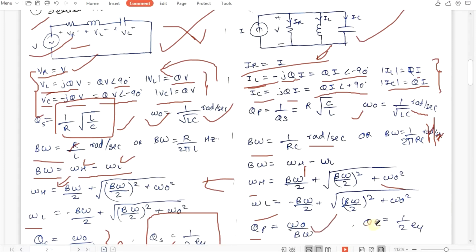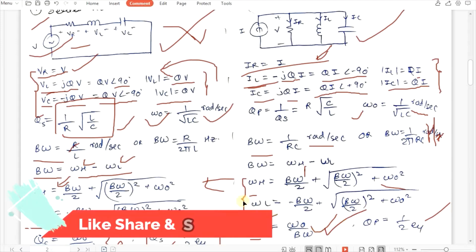The quality factor in terms of omega naught and bandwidth is the same. Quality factor in terms of zeta is also the same. Just take note that zeta, omega naught, and bandwidth for a parallel RLC network are different compared to a series RLC network, but the formulas for omega h, omega L, QP, QS in terms of zeta, omega naught, bandwidth are the same. So take note of it.